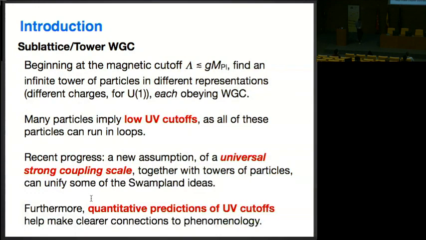So the particular viewpoint that Ben and Tom and I have been taking on these cutoffs is that if we assume there's a universal scale in quantum gravity where everything becomes strongly coupled, so graviton scattering, photon scattering, any sort of process that you consider becomes strongly coupled at the same energy scale, making that assumption seems to imply a lot of the details of various Swampland conjectures.